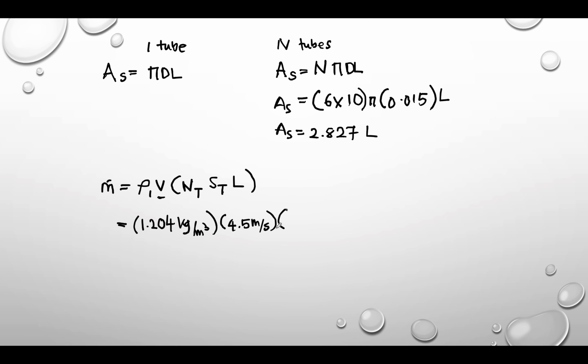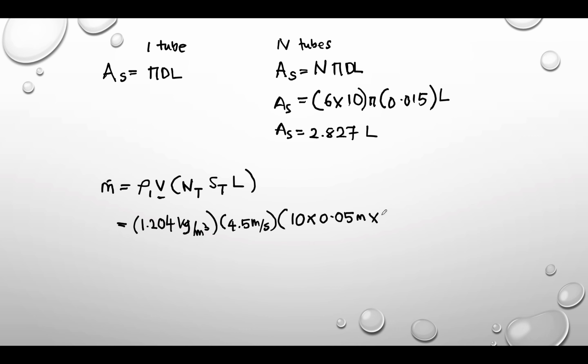Okay. Now you have NT, the number of columns, or in other words, the number of tubes in each row. So times your ST, which is 0.05 meter.